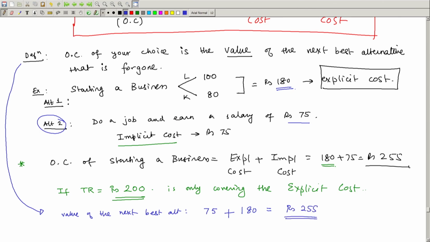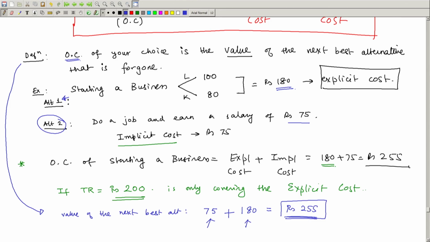So the value of the next best alternative is the sum of the salary that I get, right? So I'm working somewhere, because the next best alternative is to work somewhere and earn a salary of 75. So that's money coming into my pocket, and then the previous 180 rupees which was already there in my pocket continues to remain in my pocket because I no longer have to start my business. I'm not spending it on labor and other raw materials or capital. So that adds up to 180, and the total amount adds up to 255.